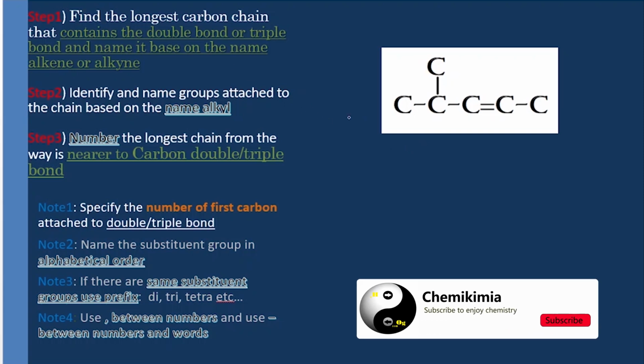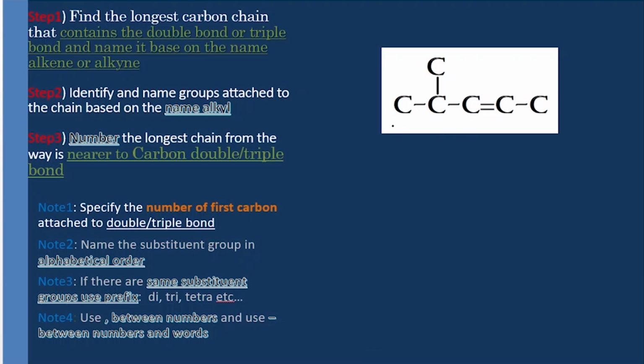In step 1, we have to find the longest carbon chain that contains the double bond. If you start numbering the straight way, we have 1, 2, 3, 4 and 5 carbons. But if you start from up to down, we have 1, 2, 3, 4 and again 5 carbons. So you can choose either of them as your main chain. I choose the straight way as the main carbon chain. And we know the name of 5 carbons based on alkene, because we have a double bond, is pentene. So step 1 is done.